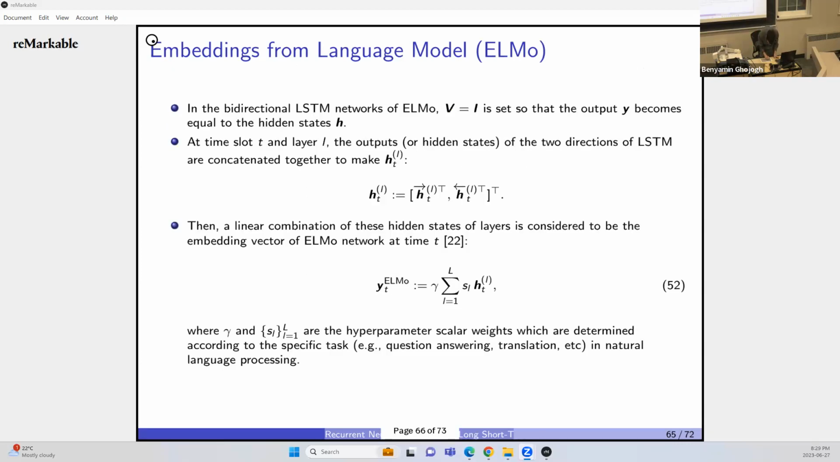So in the bidirectional LSTM networks of ELMo, we have V equals I. What do I mean? Y_t equals h_t. They don't have any Y_t, okay? The output is the state itself. And at time slot t and layer l, the output is like this. So they concatenate the hidden states, as shown in this figure also.